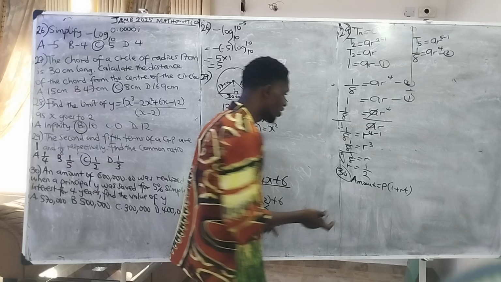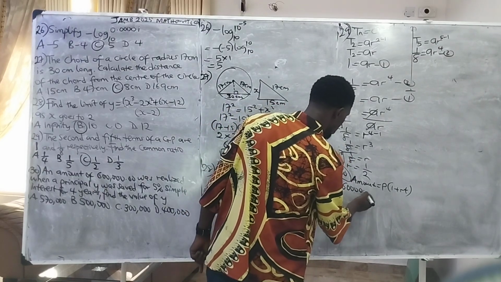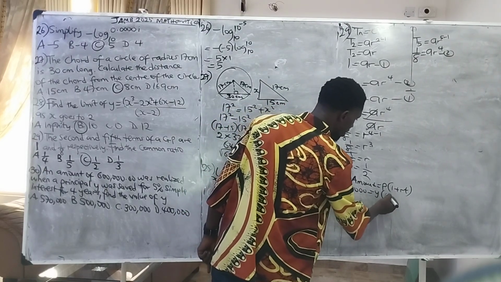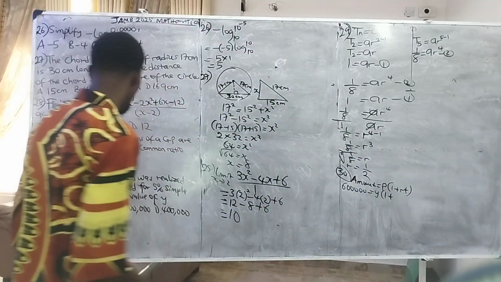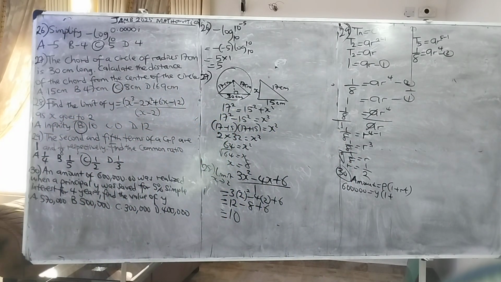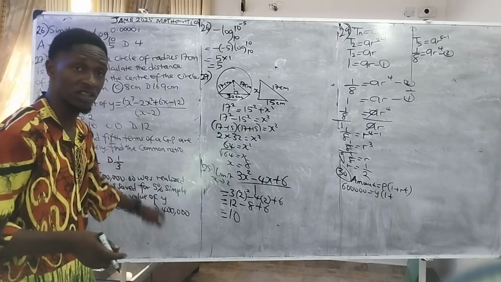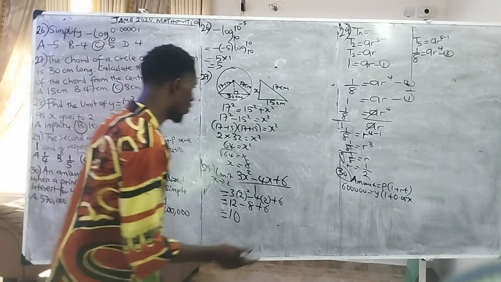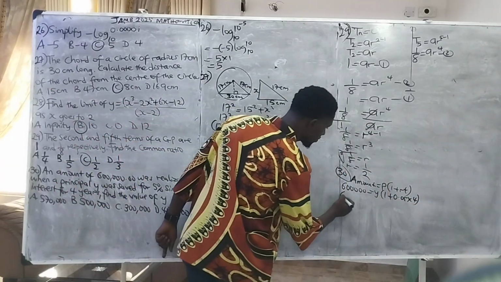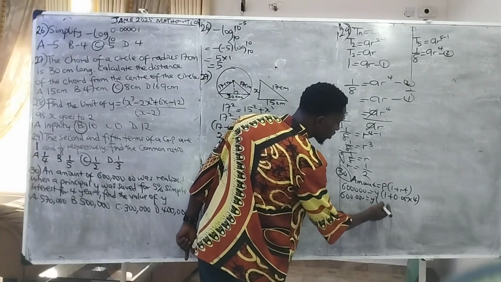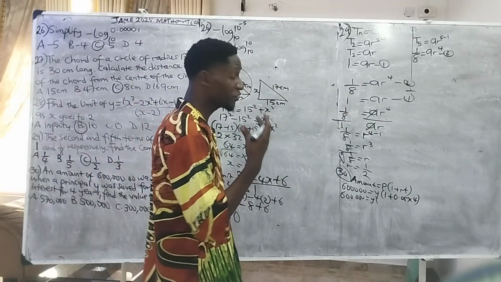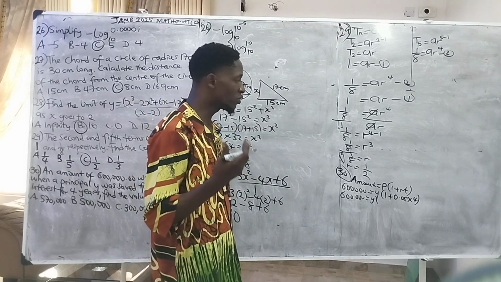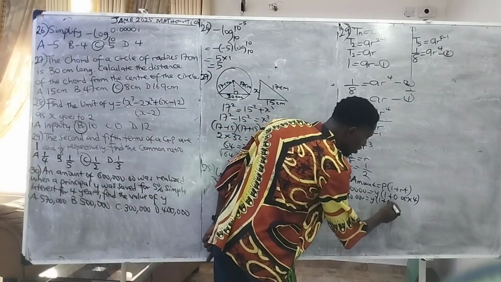But let's use this. So amount was given as 600,000 is equal to principal is Y bracket 1 plus the rate is given as 5%. And remember, this is in percentage. 5 over 100, 5 over 100 should give you 0.05. Remember, it's in percentage. So we have 0.05 times the time, which is 4. So we have 600,000 is equal to Y bracket 1 plus 0.05 times 4, that is, this should be 1 plus 0.2.